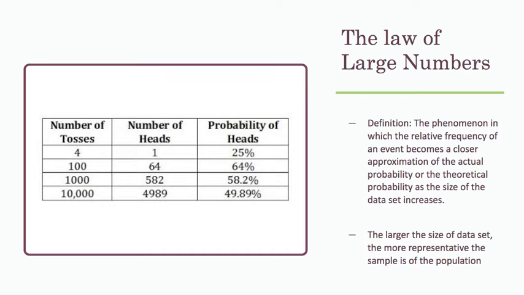And when we tossed it 10,000 times, the number of heads was 4,989 times. So the probability of heads was 49.89%. Very, very close to that 50%. So as you can see, the larger the size of the data set, so the more times you do something, the more likely you're going to get a percentage that is closer to that actual probability, or that theoretical probability, that you've figured out in your equations.